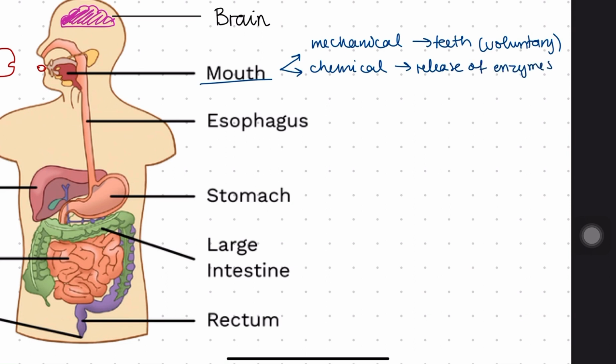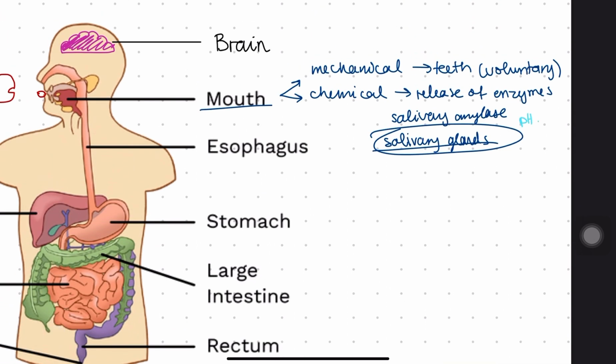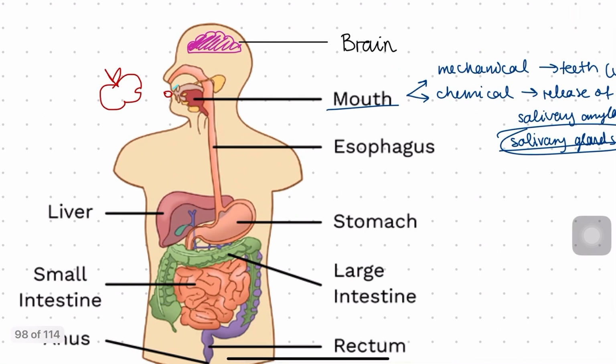So what enzymes are produced in the mouth? Well, we have the salivary amylase, which is produced by the salivary glands in the mouth. And these salivary glands function at a pH of around 7. So that is their optimal over here. So you have some glands over here. They're producing the salivary amylase. It's digesting the starch in this little piece of apple.